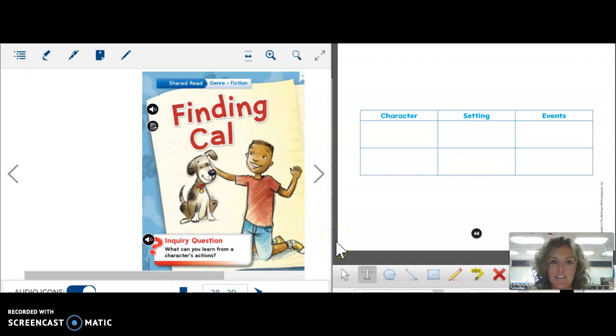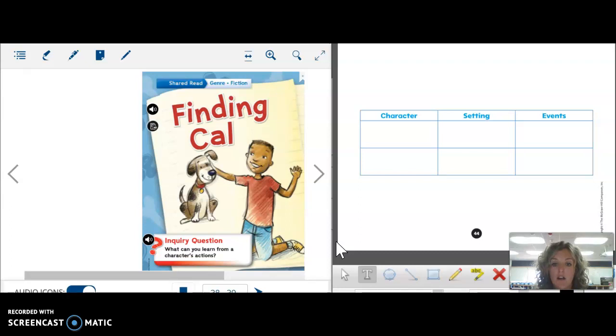Hey, second graders. So this week we were working on finding the characters, the setting, and the events in the story. Remember, the characters are the people or the animals in the story. The setting is where or when the story takes place, and the events are what happened in this story.